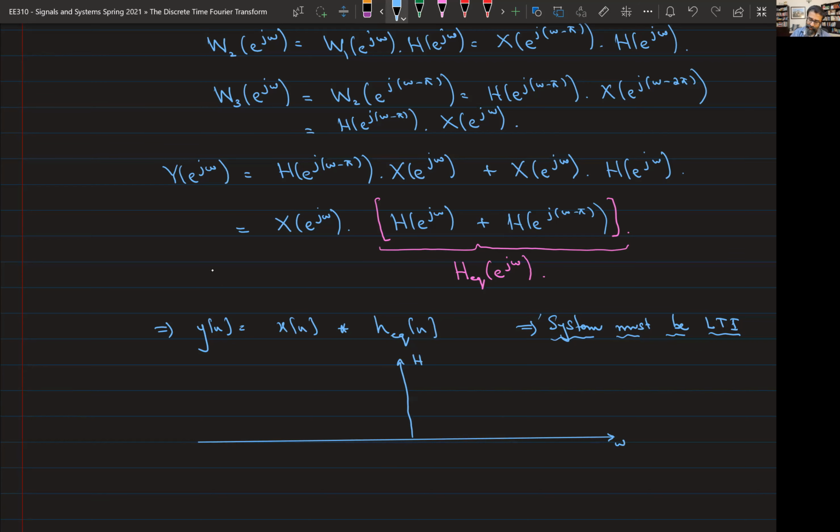Ibrahim, what do you mean by an all pass filter? You're almost there. It's not necessarily an all pass filter, we're saying.